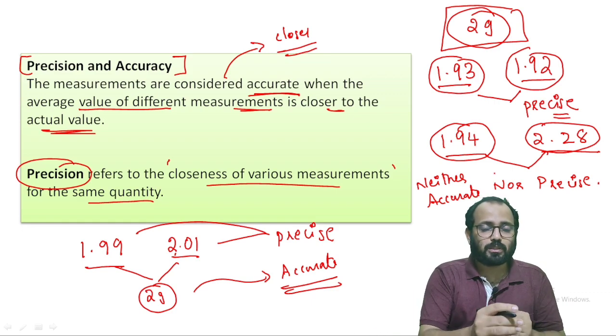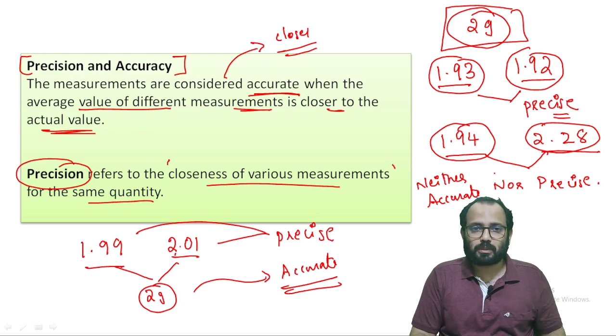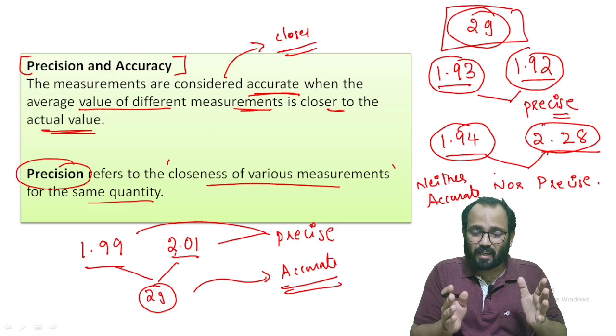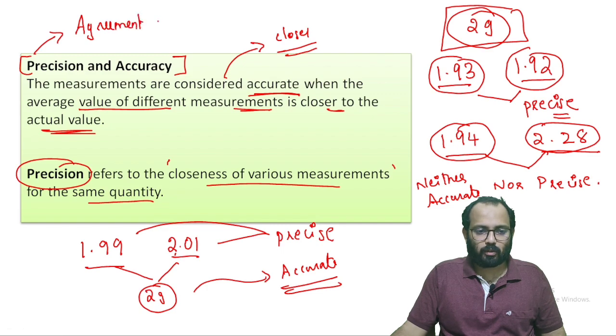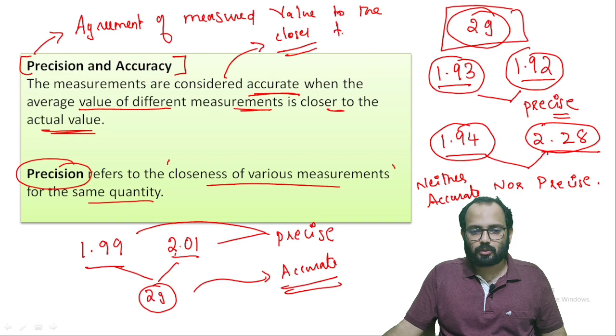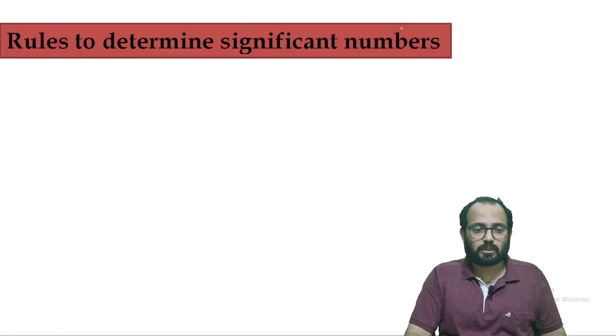So you got the idea what is accuracy and precision. Precision is closeness of various measurements, and accuracy is the agreement of measured value to the true value. You can say like that. This is the difference between accuracy and precision.